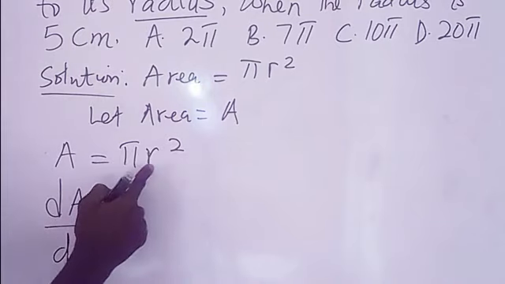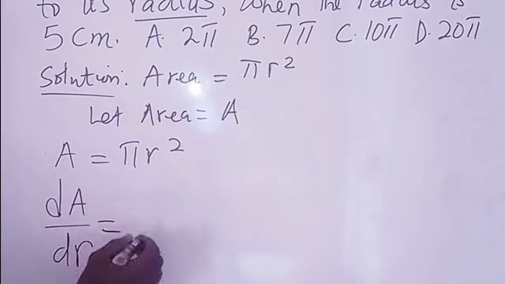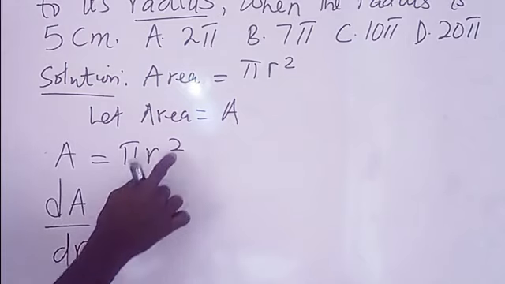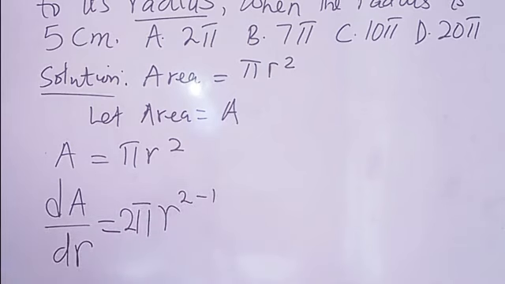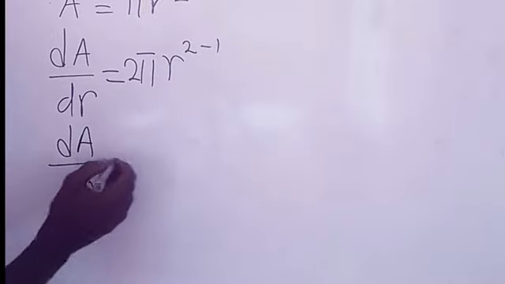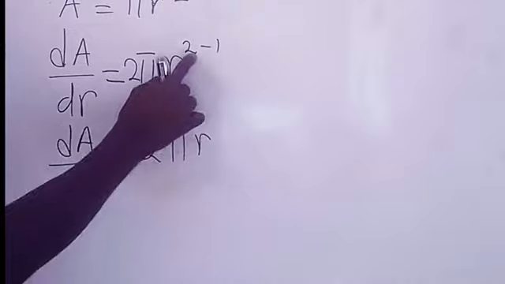So we're going to have this. The r is the variable we are differentiating. The pi is just a constant. So we're going to have 2r, because we have to multiply by the power 2, then r to the power 2 minus 1. Then we have dA over dr is going to be 2 pi r, because 2 minus 1 is 1, and r to the power of 1 is the same thing as r.